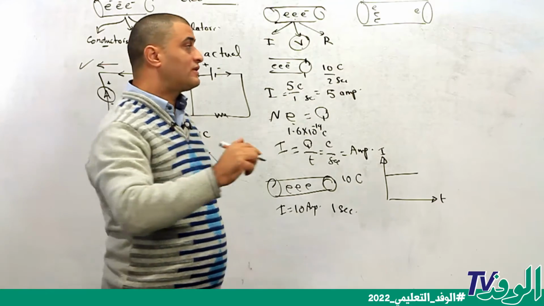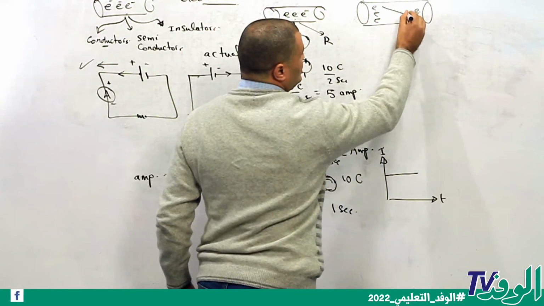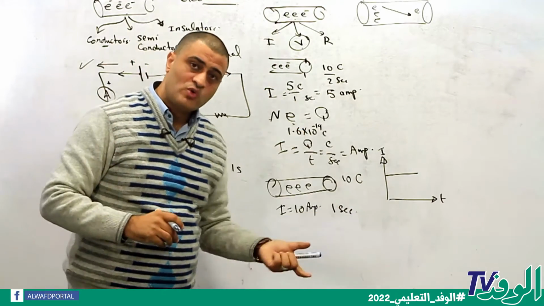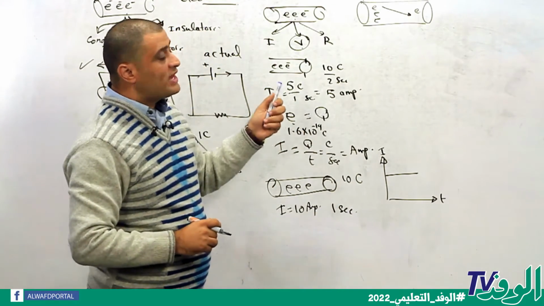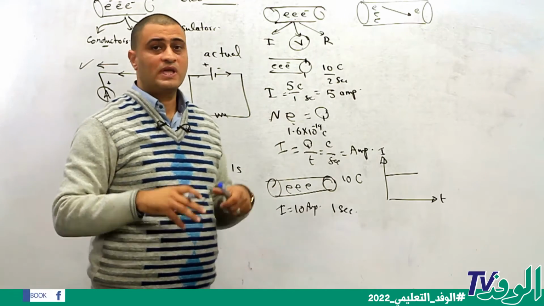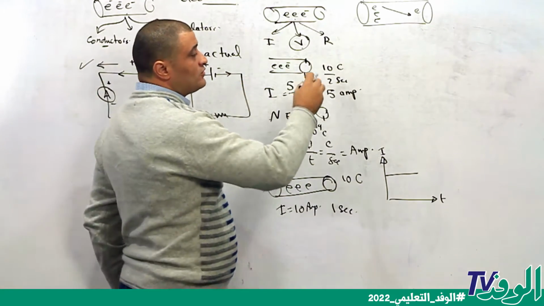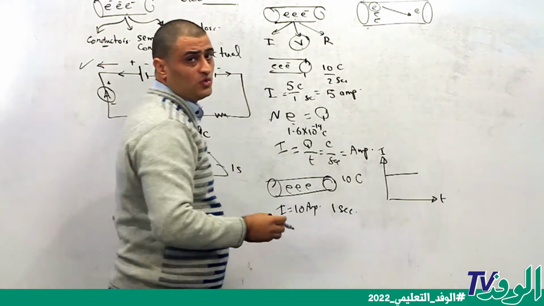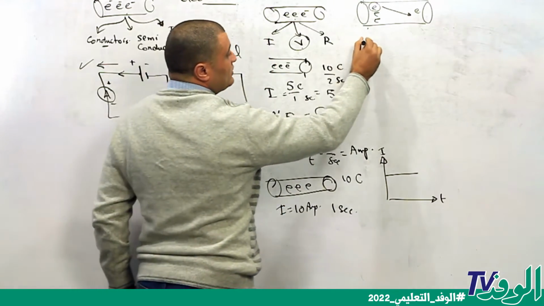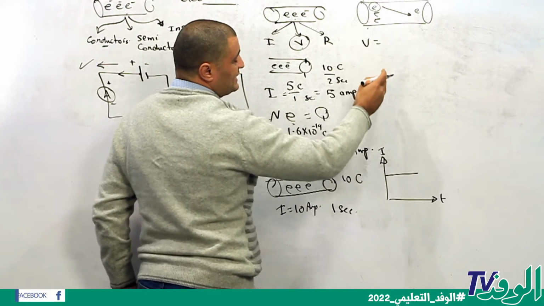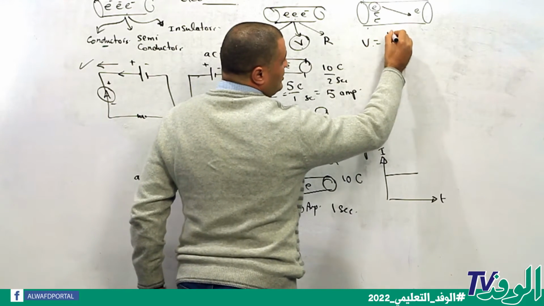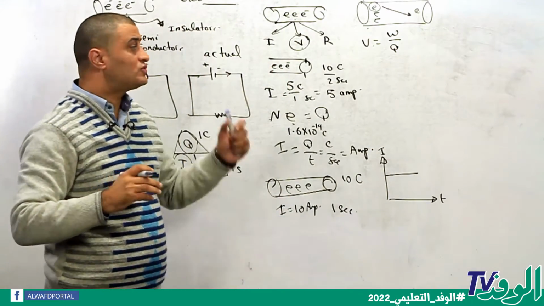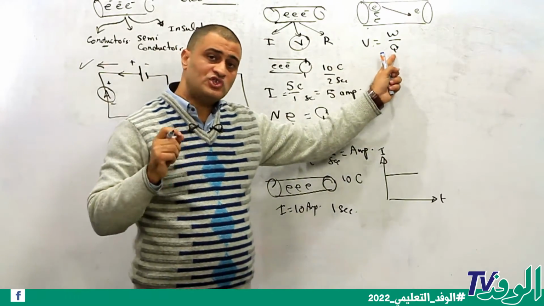The actual current moves from high potential to low potential, from the higher quantity of charge to the lower quantity of charge. Here we have a potential difference because of the work done to transfer the quantity of charge from one point to another. We can calculate the potential difference as V equals W over Q, where W is the work done to transfer a quantity of charge equal to 1 coulomb.